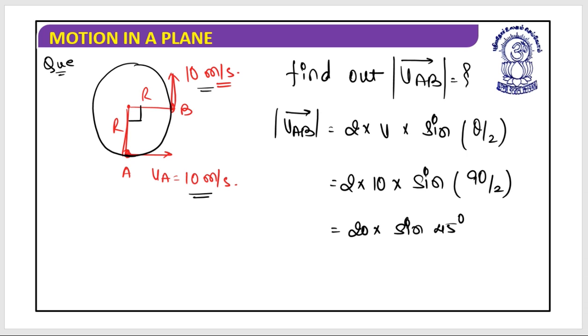So this is 20 multiplied by sine 45, which is 1 by root 2, which will be 10 root 2 meters per second. That's it. I hope those things are clear. So this is the relative velocity of A with respect to B, VAB. Is it clear? Great. Now let's move to the next question.